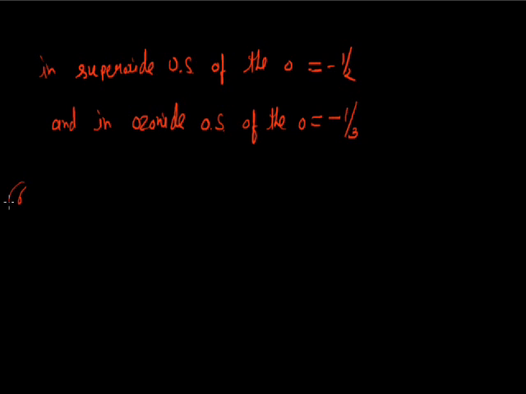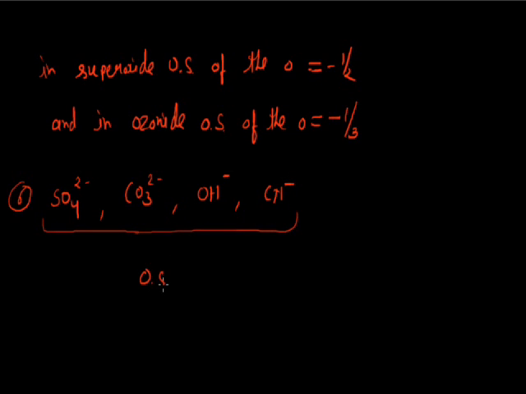The next, sixth one: if we take an example of any ionic species like sulfate SO4 -2, carbonate CO3 -2, hydroxide OH -1, cyanide CN -1, in all of these species OS equals their charge. For example, OS of the sulfate is -2, carbonate is -2, hydroxide is -1, and CN is -1.